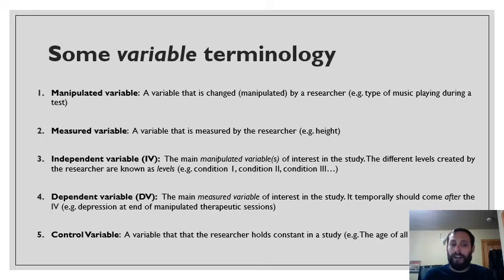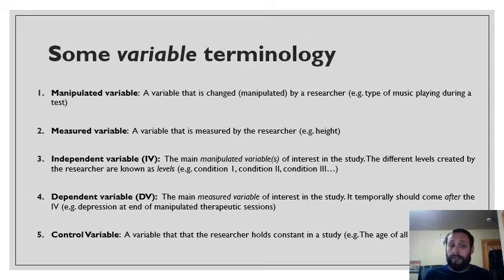Lastly is a term called control variable. I don't remember if we've actually talked about this in the past. However, a control variable is a variable that a researcher holds constant in a study. So this is where a researcher will make sure that all participants in the study have the same aspect or characteristic of.